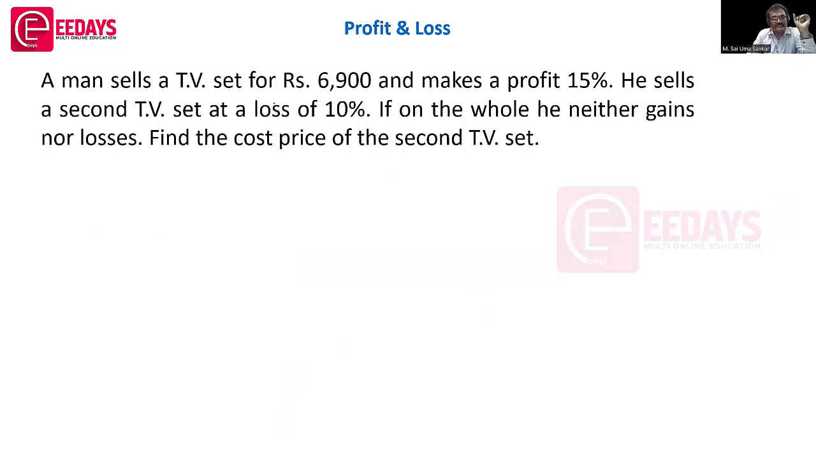A man sells a TV set for 6,900 and makes a profit of 15%. He sells a second TV set at a loss of 10%. On the whole, he neither gains nor loses. Find the cost price of the second TV set.